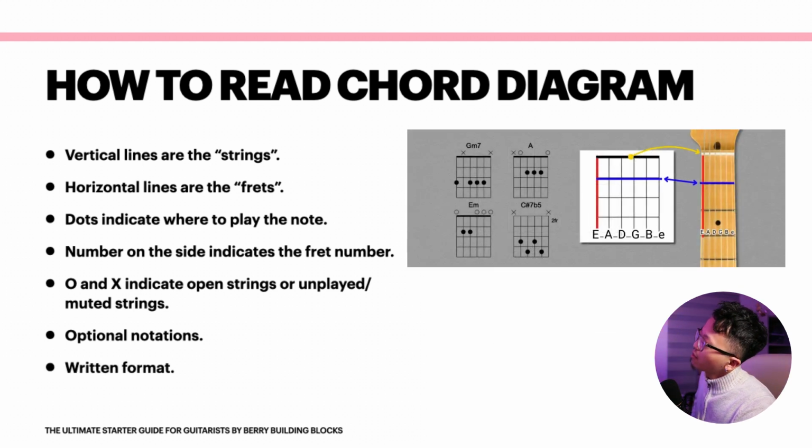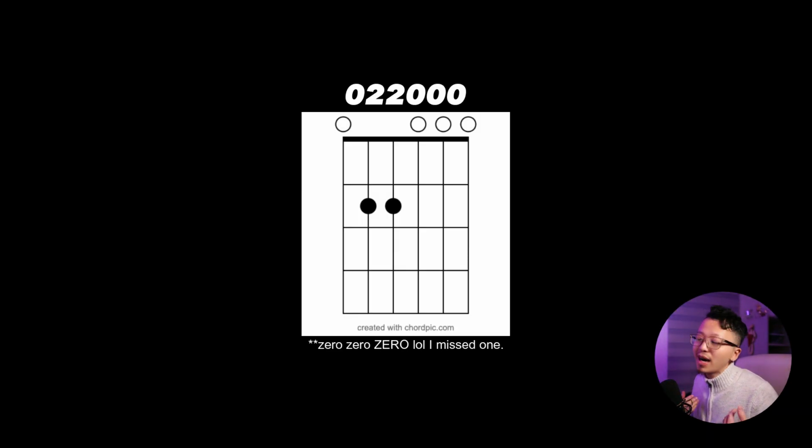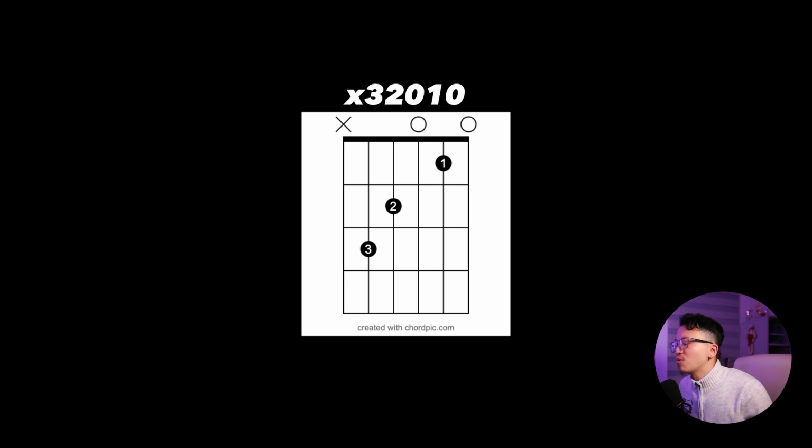Alright, finally, what if you can't use a picture? Well, there's also written form. Once again, 6 digits represent the strings, left to right, E, A, D, G, B, E. The number is the fret once again, and 0 means open string, X means don't play the string. So 022000 is an E minor, X32010 will be a C major.